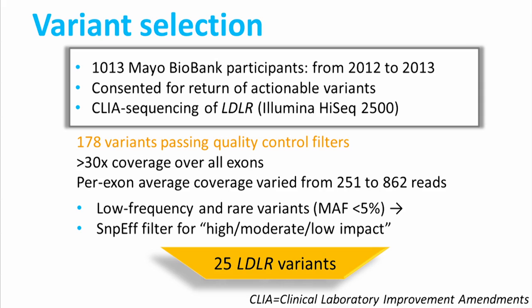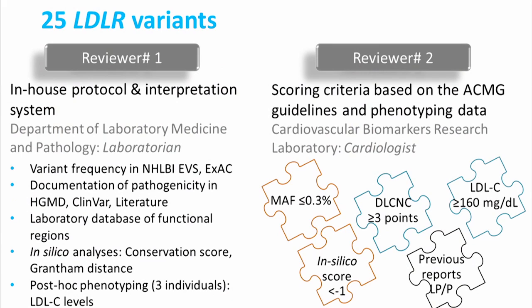Manual review of filtered variants was performed by 2 independent specialists, a laboratorian and a cardiologist, both involved in the interpretation of genetic testing results for FH. In the manuscript, we describe in detail the workflow and data analysis for LDLR variant interpretation. One reviewer used a conventional assessment protocol and classification system for variant designation adopted by Mayo Clinic's Department of Laboratory Medicine and Pathology, while the second reviewer annotated variants based on scoring criteria tailored based on the lines of evidence recommended by the ACMG guidelines.